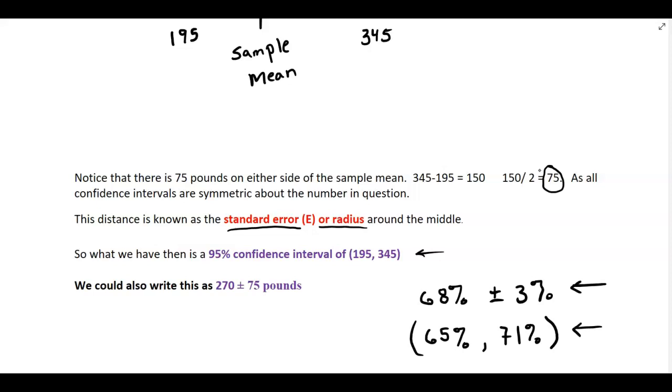Okay, so that's an introduction to confidence intervals. I'll have another video on how to actually calculate them, but get an idea of what these are so that when we start to do the calculations, you understand it.